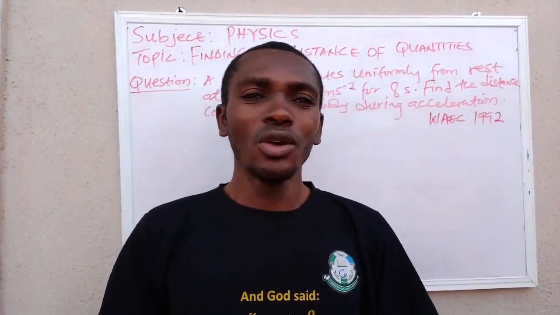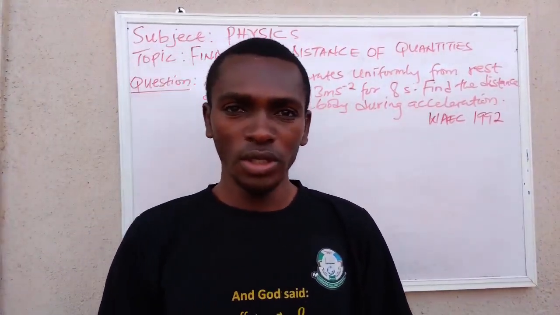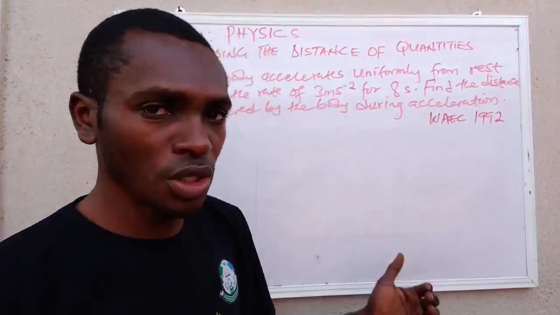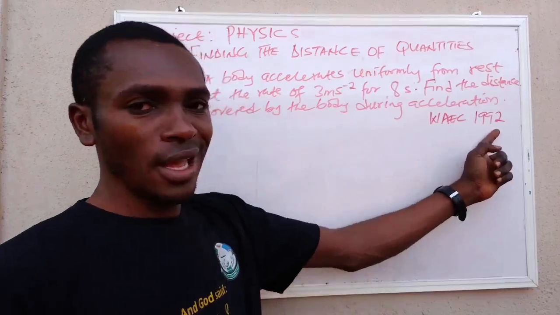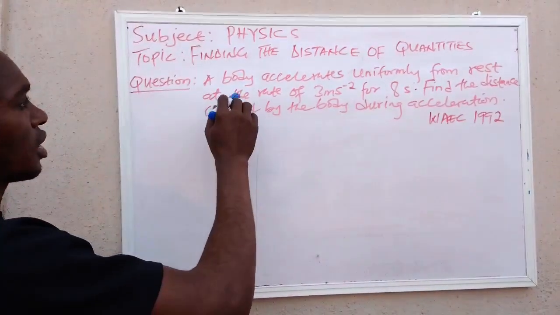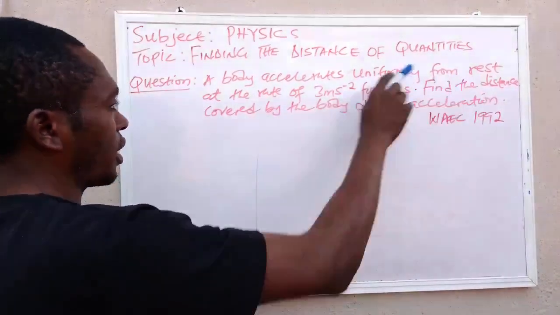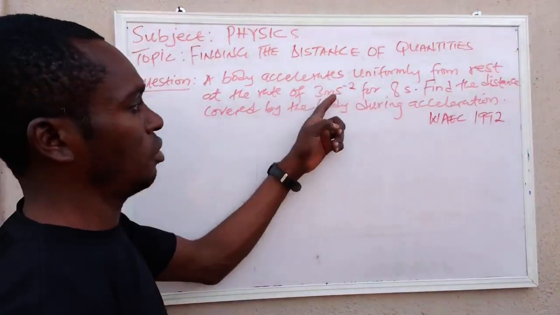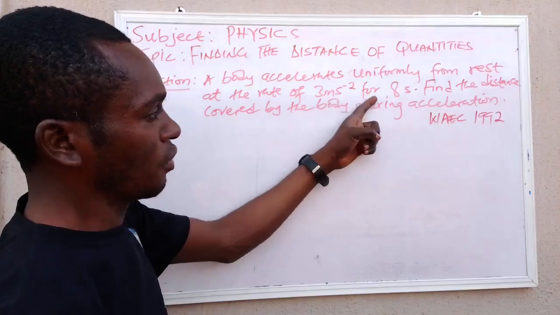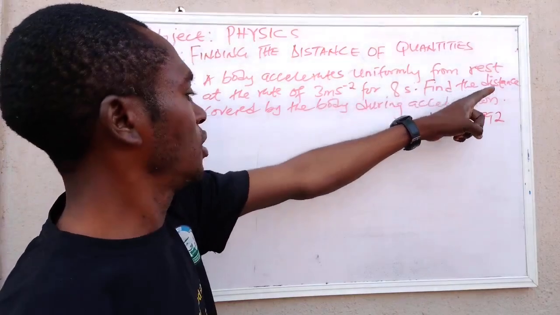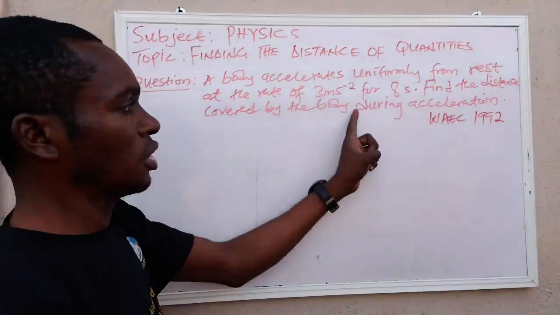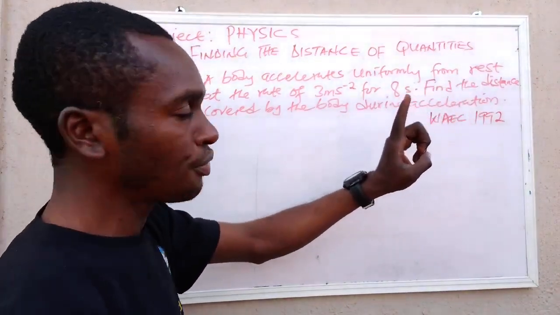Today we are going to be looking at how to find the distance of quantities. We have a question here on the board, which is a WAEC question, 1992. The question says a body accelerates uniformly from rest at the rate of 3 meters per second square for 8 seconds. Now find the distance covered by the body during acceleration.